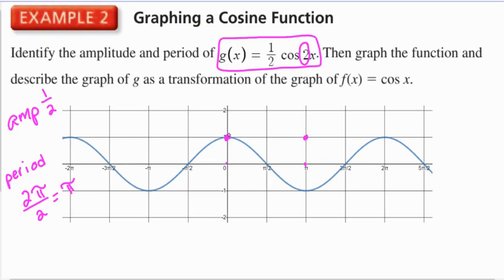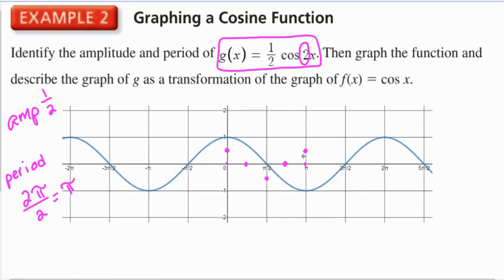Okay? So I like to plot the beginning and the end, and then halfway between those, I know I've got a low point, except those aren't my points. I need to change my amplitude. So the beginning of this is going to be at 1/2. The end of it is going to again be at 1/2. The low point is going to be in the middle, -1/2. And then halfway between the high point and the low point, I'm going to hit 0. Halfway between the low point and the high point, I'm going to hit 0, right?